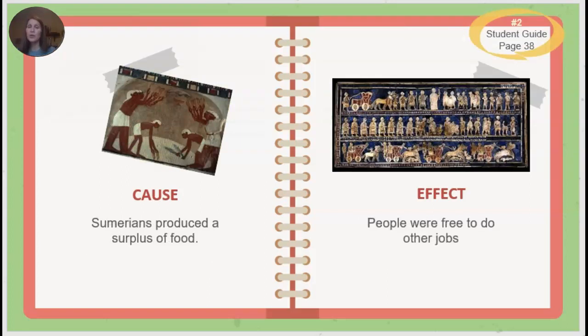This is question number 2 in your student guide, again, page 38. The cause was Sumerians produced a surplus of food, so they created this large amount of food. And the effect was that people were free to do other jobs. So they no longer had to continually farm or continually search for food, the nomadic hunter and gatherer way, following the herds because they needed food. They were able to harness that. They were able to create more food than they needed. Therefore, they didn't need to constantly travel and move.